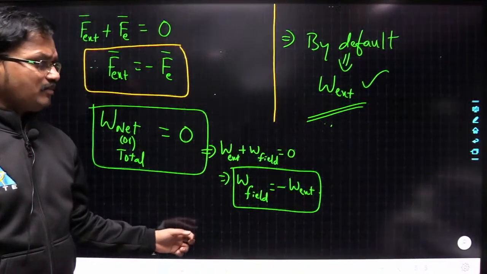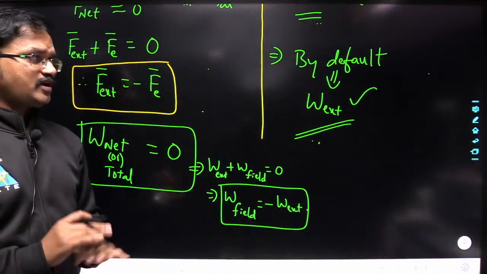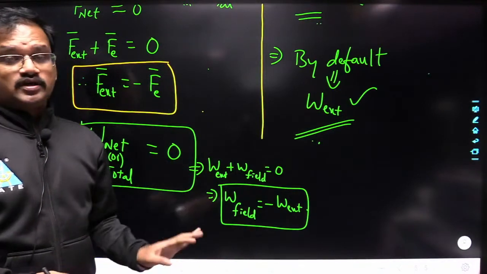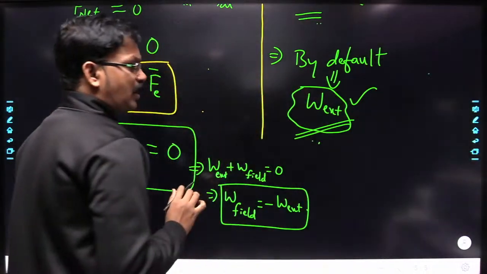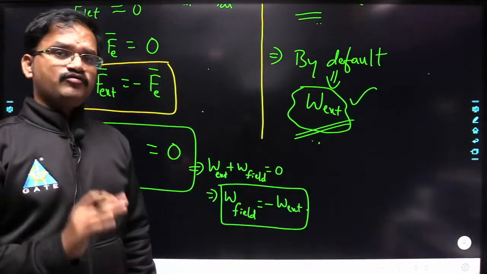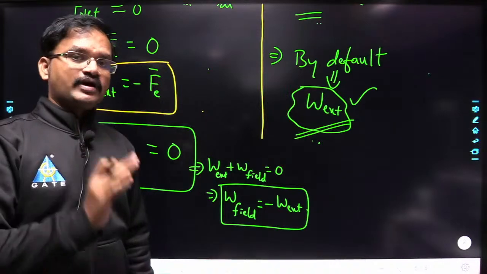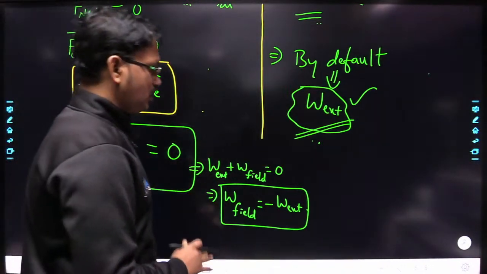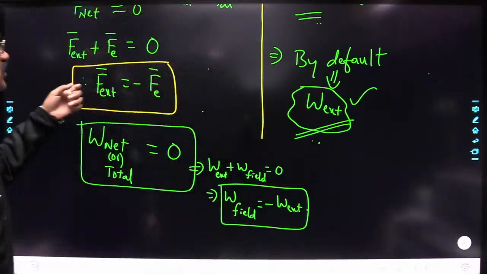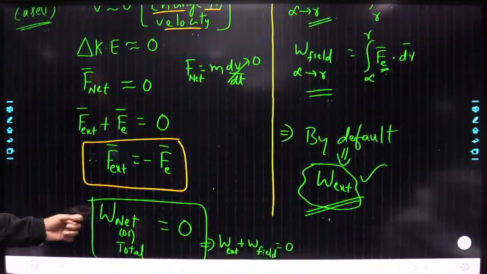But in general, in most of the things here, 99% they are asking to determine the work done by external agent. So if they have not mentioned anything, then by default we blindly take the work done by external agent. Understood? Okay, so these are the conclusions we can make in case 1.